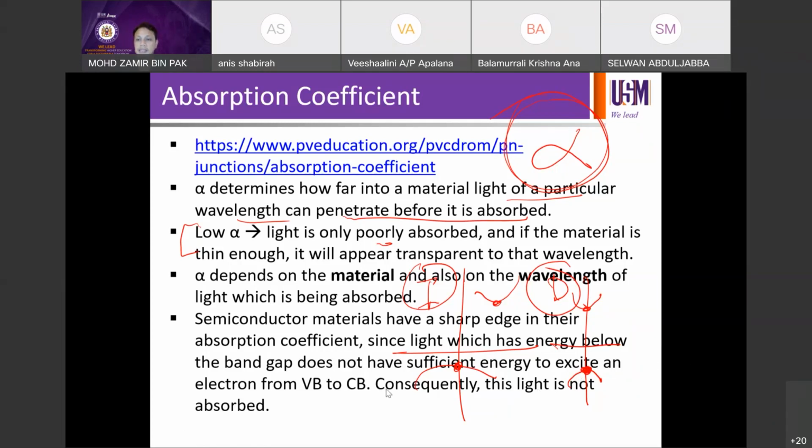Okay, so the answer is direct bandgap. Sebab apa? Sebab direct bandgap. Fatul, recombination process is much more efficient in direct bandgap. Yes, that is recombination, which is essentially the opposite of absorption ataupun generation.